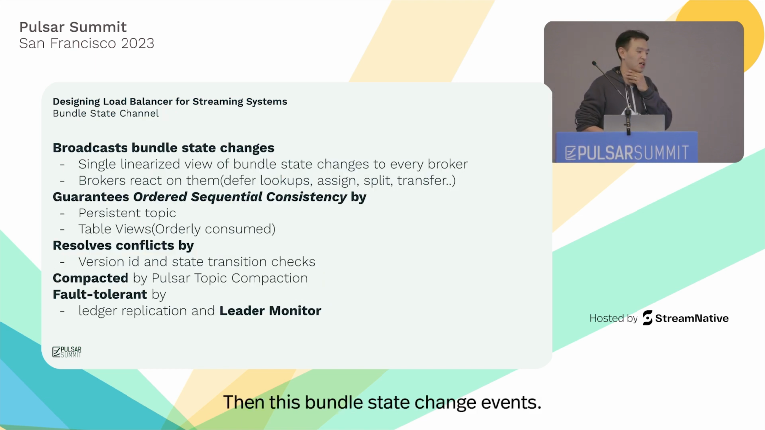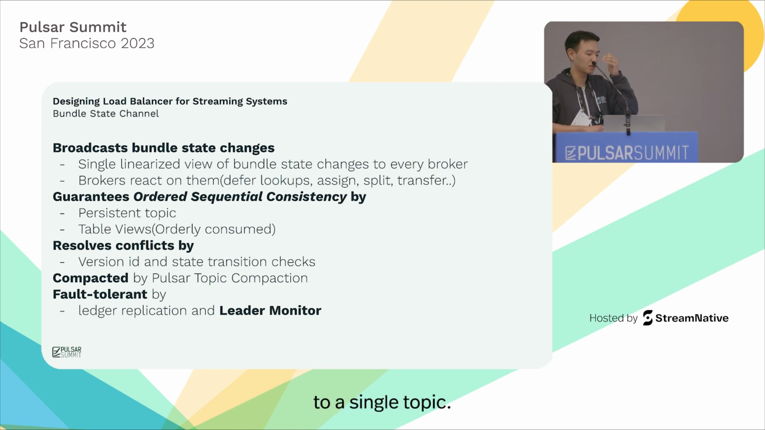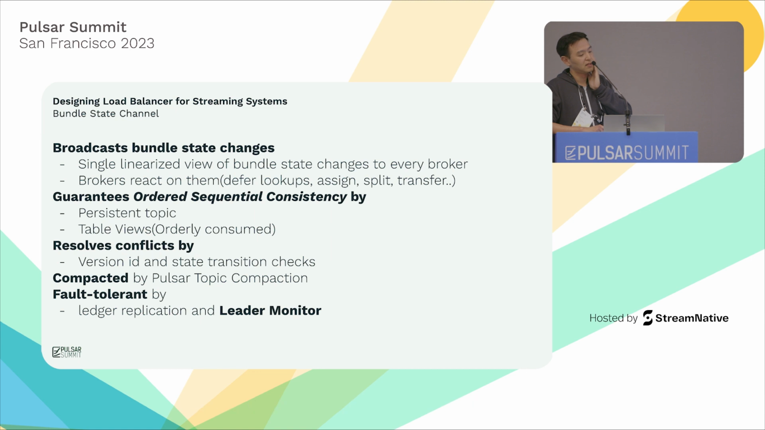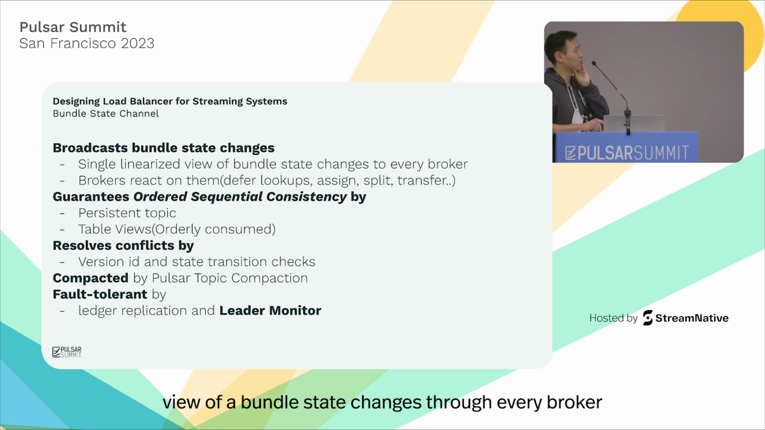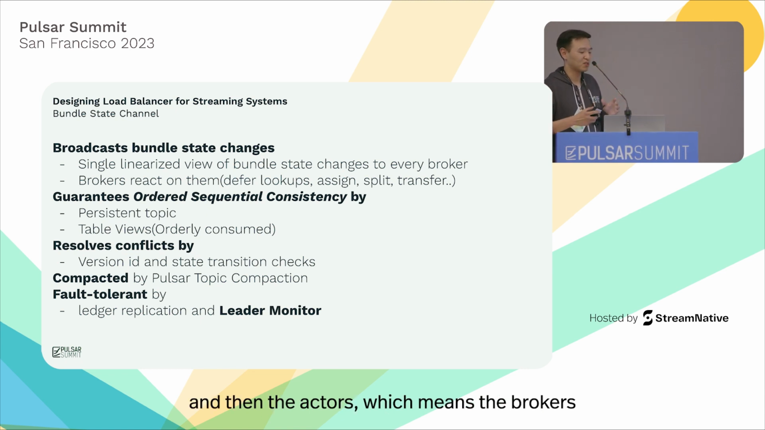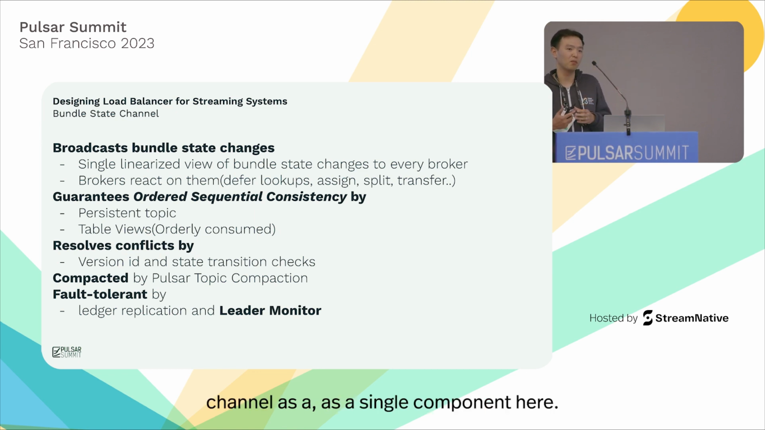Then these bundle state change event messages are published to a single topic. Because we're using a single topic, this can form a single linearized view of the bundle state changes to every broker, and the brokers just react to them. This component, the topic as the event stream, the actors, which are the brokers, and the protocol over the topic and the state life cycles, we call the bundle state channel, as a single component here.